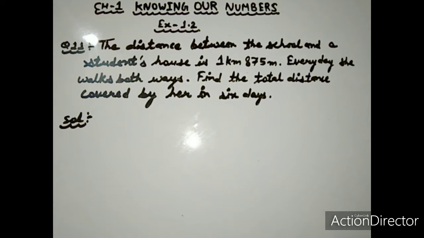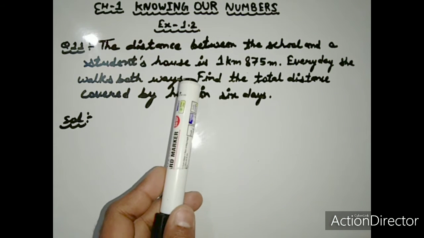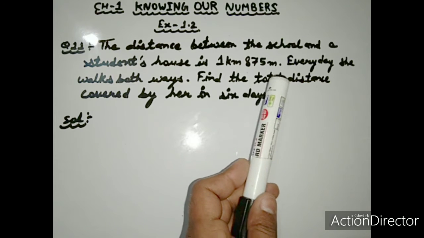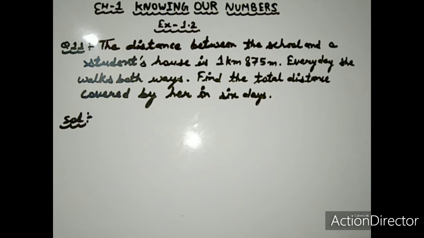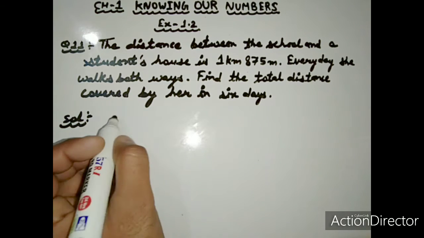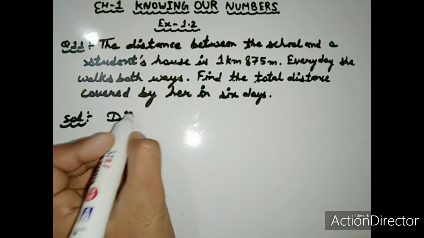So now we read the question again. The distance between the school and a student's house is 1 kilometer 875 meter. Every day she walks both ways. Find the total distance covered by her in 6 days. So here we find the total distance covered in total 6 days. So here first we write the given values, because we write the given values every time.